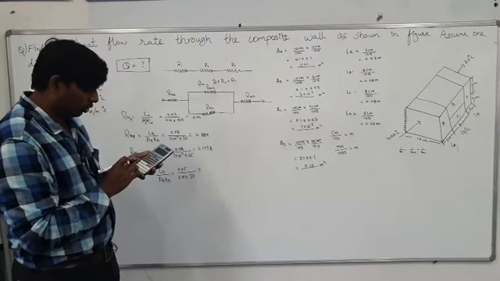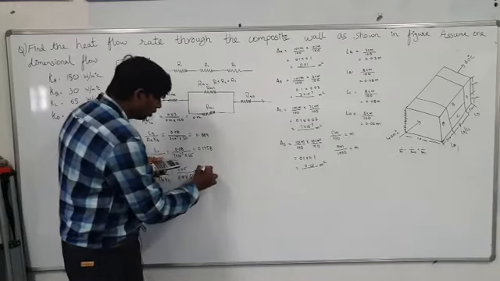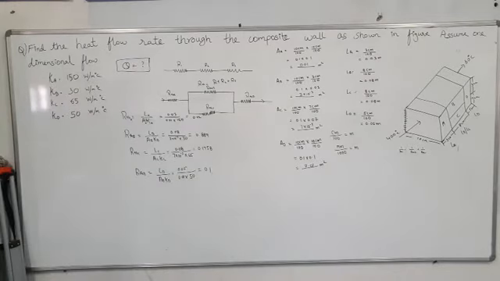Next, what is the next value? 0.05 by 0.01 into 50. How much are we getting? 0.1. As you can see, we got the values of RTHA, RTHB, RTHC, RTHD.